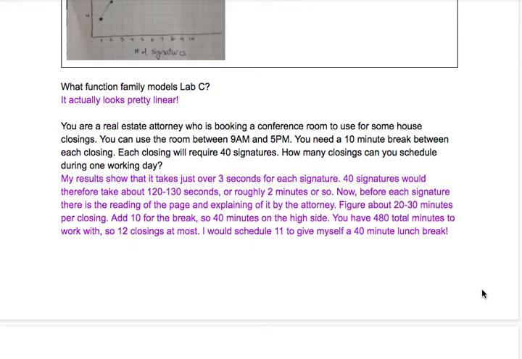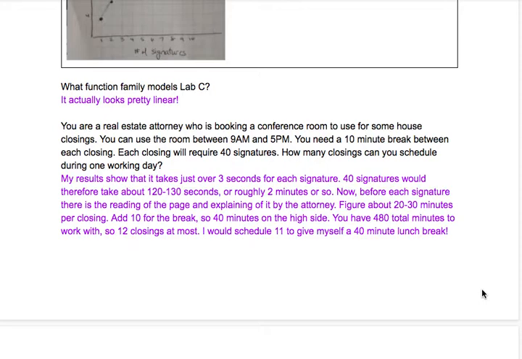It's not that you have 40 blanks and you fill them in one right after the other. It's usually a blank or two per page. So you have to read the page, you have to explain it, the attorney has to answer questions. So even if you read fast, that's probably 20 to 30 minutes per closing. And then if you add in 10 minutes for a break, it means that you got to estimate on about 40 minutes for each closing.